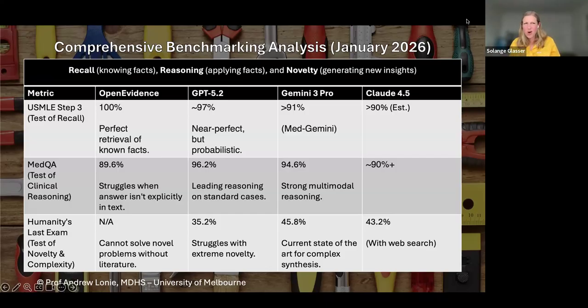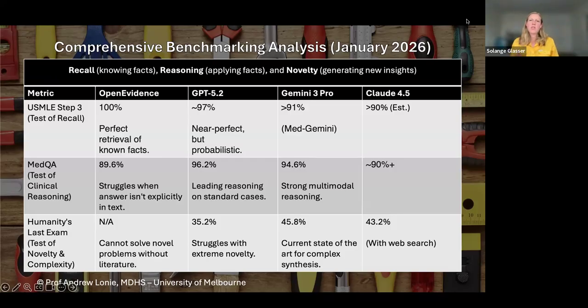So Claude there, not quite so good. But then reasoning, we've got a bit of a mixed bag there as well. Strong multimodal reasoning. So again, in that Gemini, we can see that multimodal reasoning coming through strong. And then the test of novelty, interestingly, none of them did really well at all. So again, something that we need to think about.